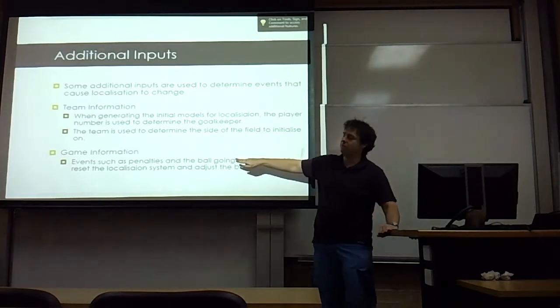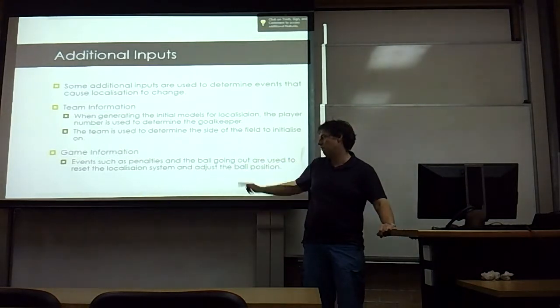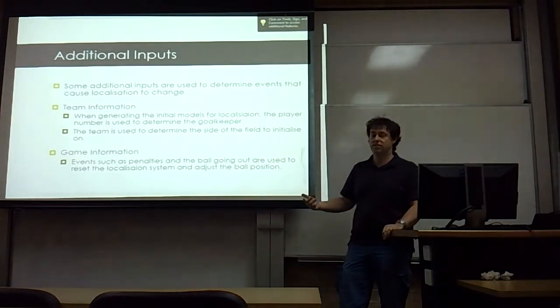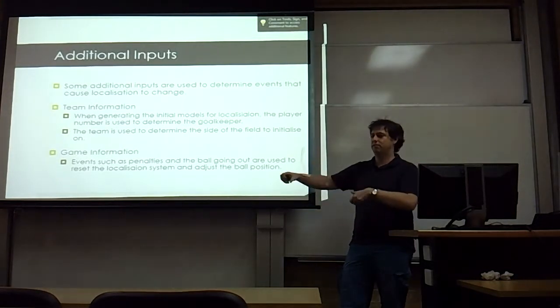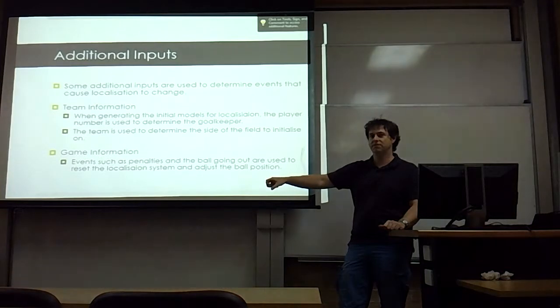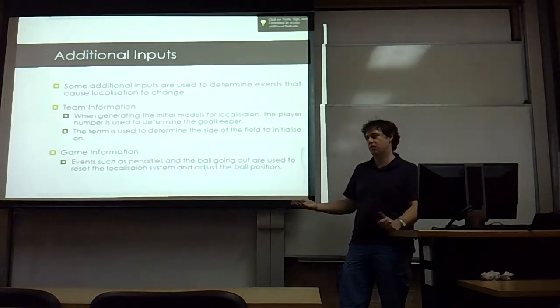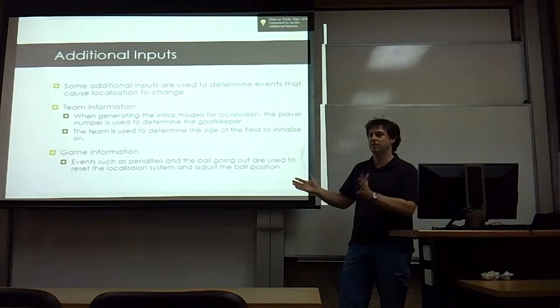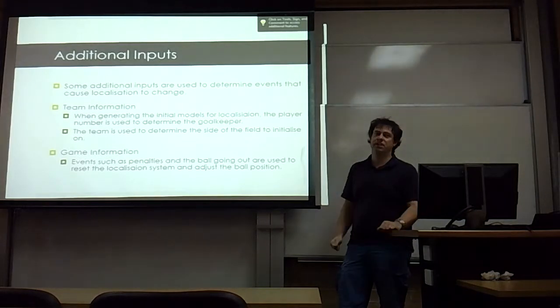The other thing is the game information, and it uses things such as the signal when the ball goes out, or when a robot gets penalised. When the ball goes out, you know that it's going to be put back in a certain spot according to the rules, so it tries to move the ball model to that spot. When a robot falls over, it knows that it might not know which way it is facing, so it increases the uncertainty and that sort of thing. So there are a lot of little adjustments that you can make based on what you know about the game.